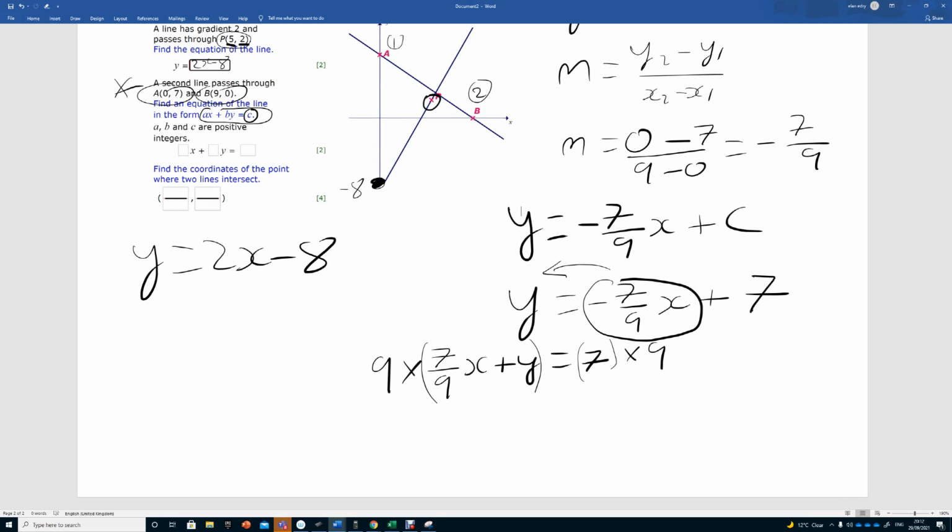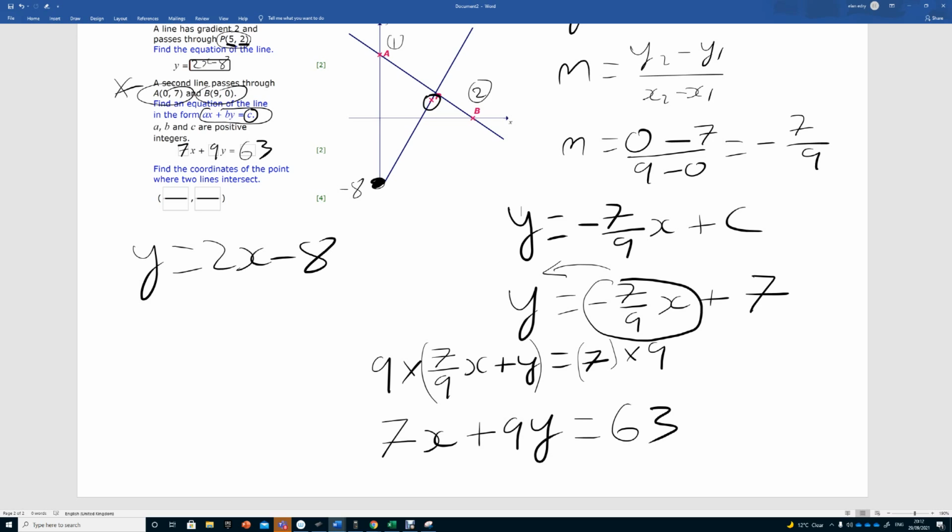On the left, 9 times 7 ninths is 7, so I've got 7x. 9 times y is 9y. On the right, 7 times 9 is 63. And then that's pretty much it. They want the x first, which is what we've done. So that's basically it. You've got 7x plus 9y equals 63. And they want the coordinates of intersection.